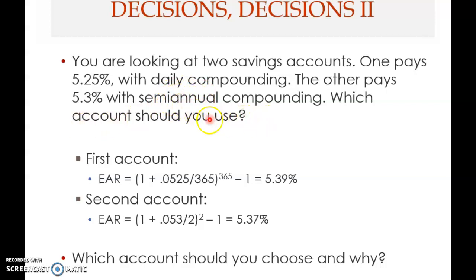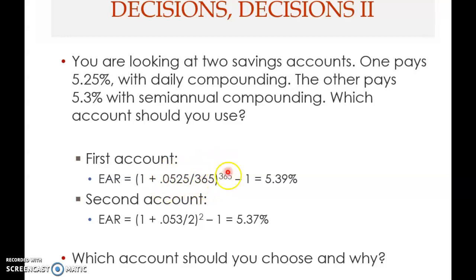Which account should you use? In order to decide, you must always compare these accounts based on EAR, what you effectively earn. So EAR with the first account is 1 plus the period rate. The period rate is the APR divided by 365. Note this, this is the R. 0.0525, that is 5.25% in decimal, 0.0525 divided by 365. This is the period rate.